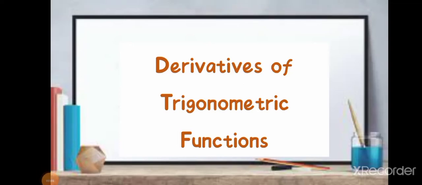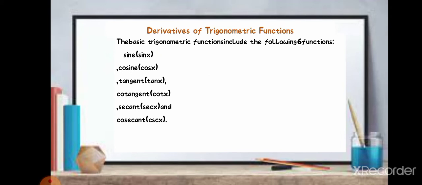Hello everyone! Today I will be discussing another topic, which is about derivatives of trigonometric functions. What are derivatives of trigonometric functions? The basic trigonometric functions include the following 6 functions: sine x, cosine x, tangent x, cotangent x, secant x, and lastly cosecant x. All these functions are continuous and differentiable in their domains.